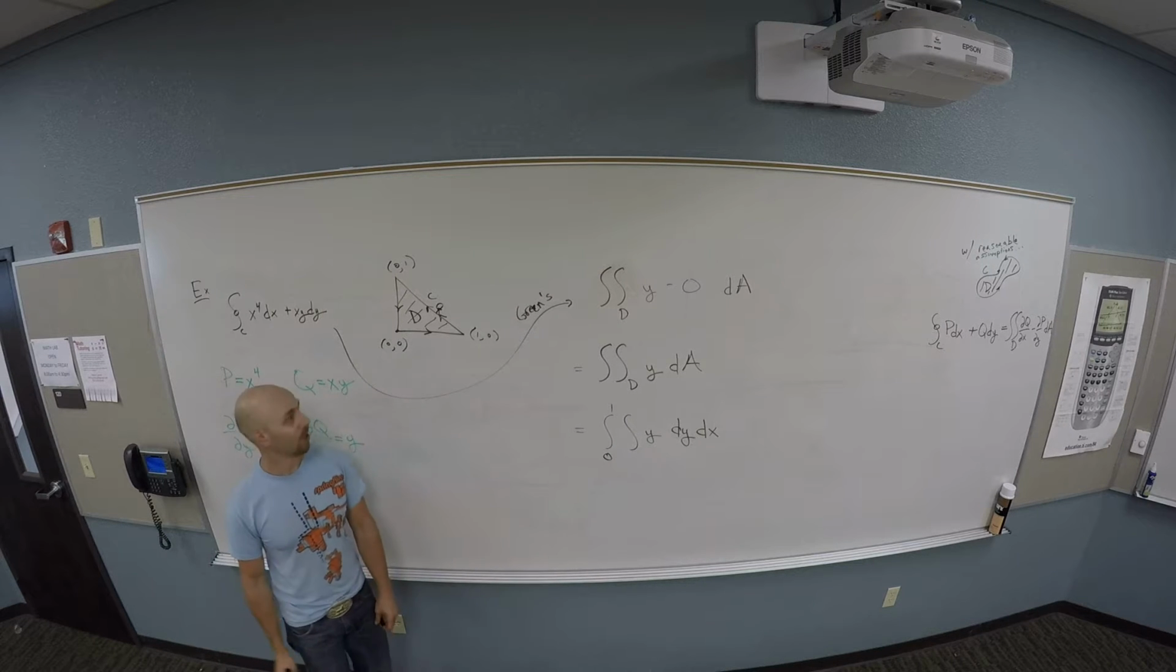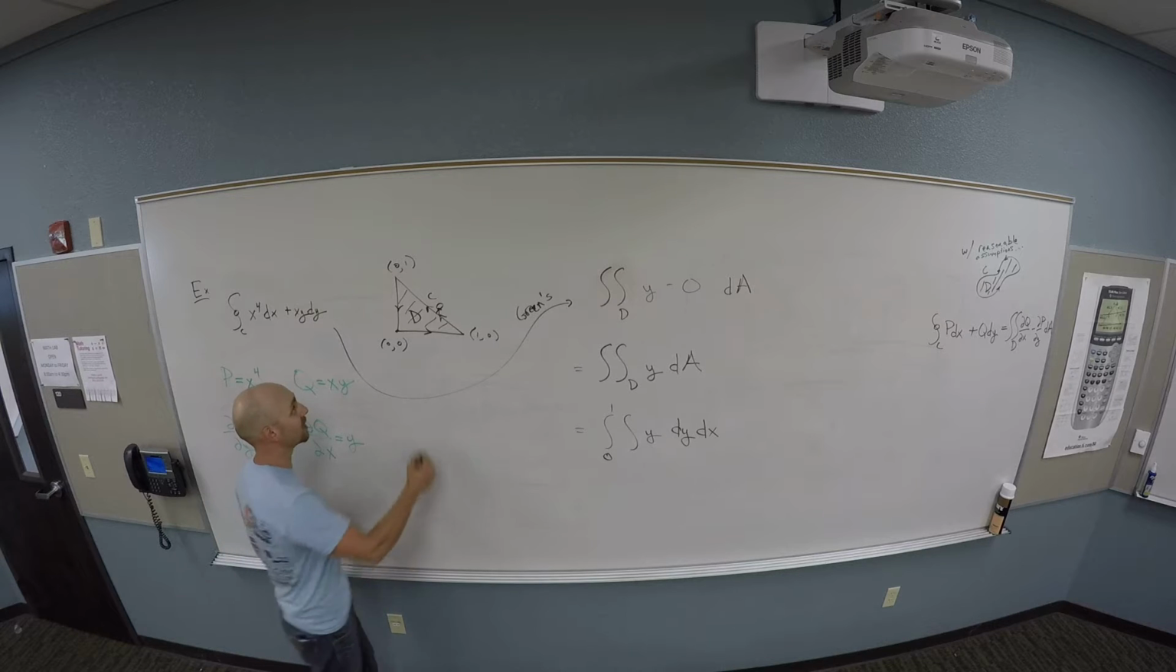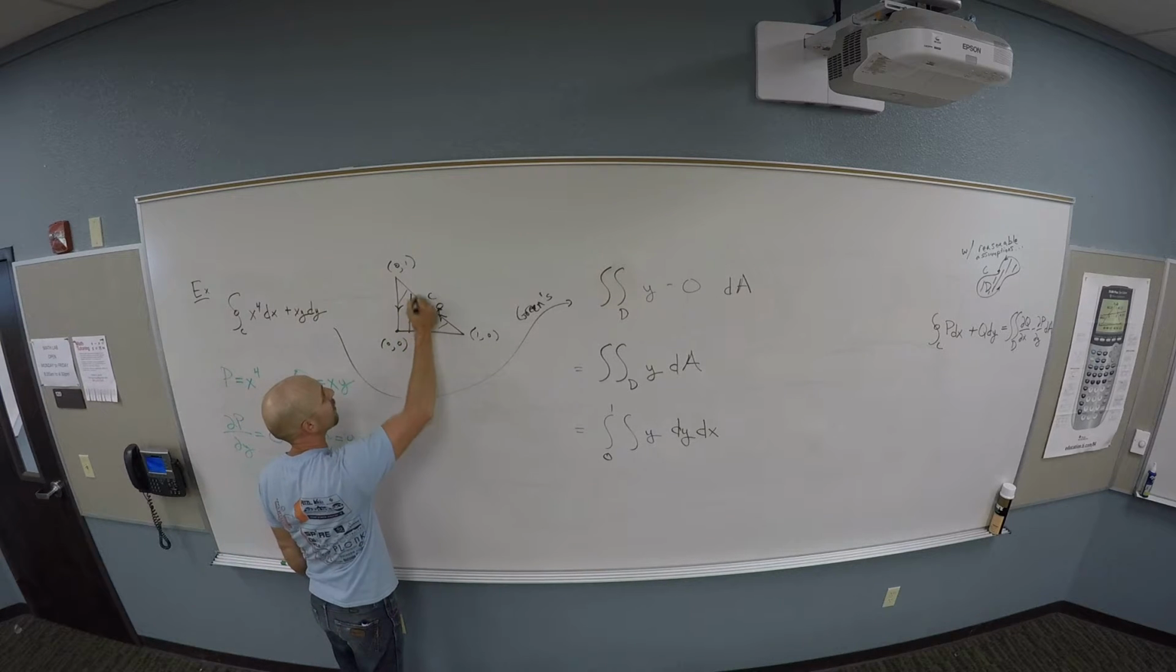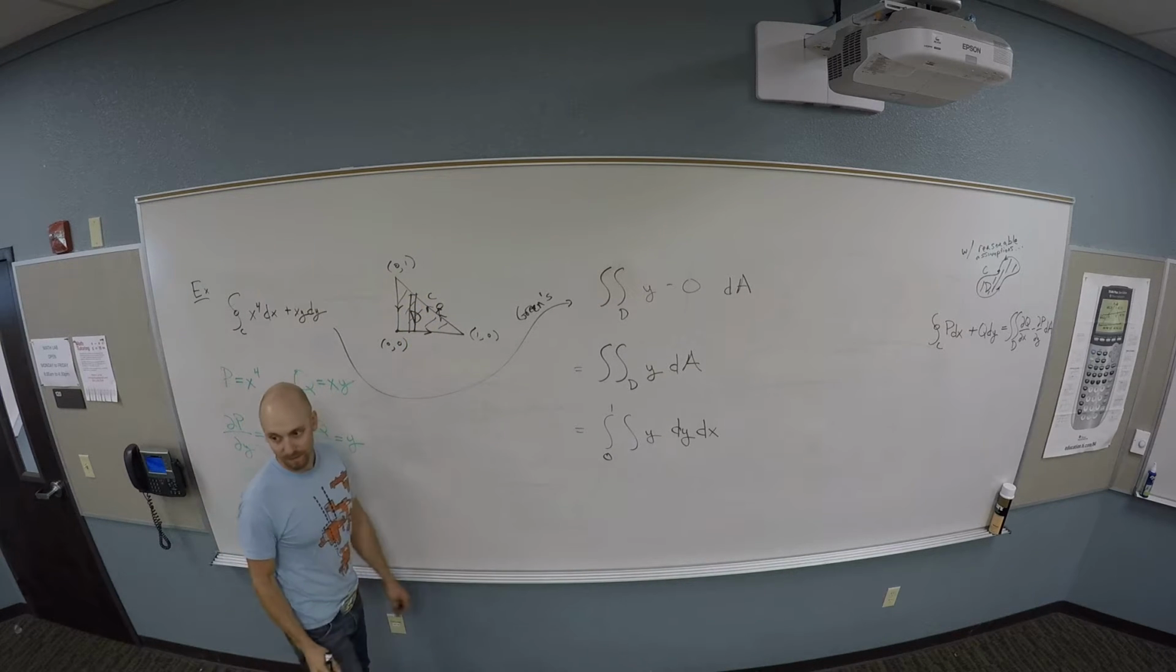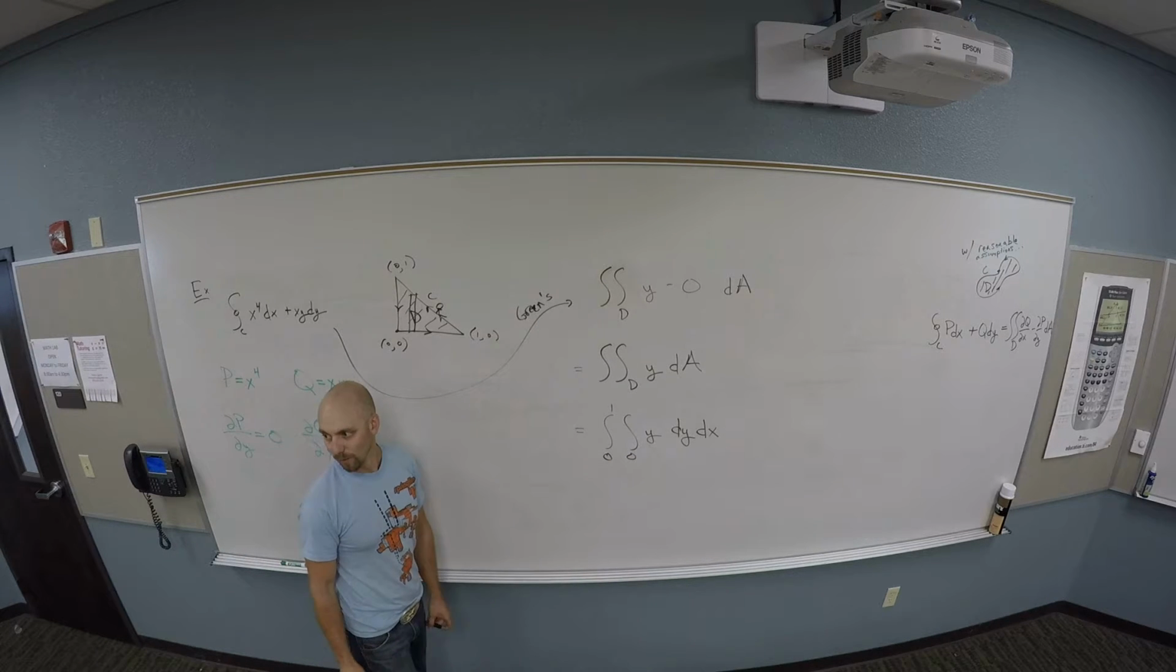Okay, so if I do the y's first, where do the y's vary from in this picture? They go from 0 to negative x.